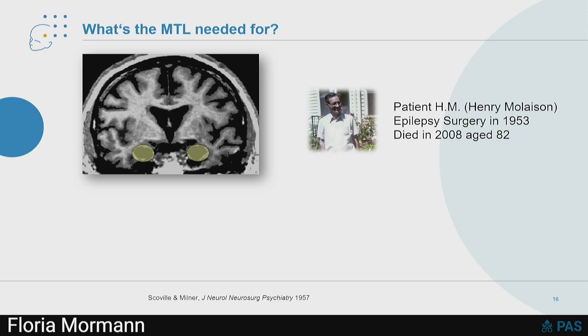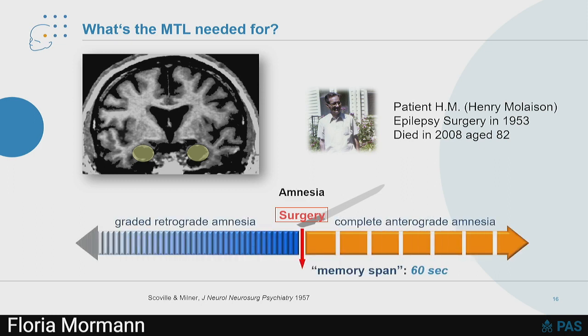Anyway, so we know that the medial temporal lobe is important for memory, and we know that because one of the most famous case studies in cognitive neuroscience is patient HM, who was the first victim, one has to say, of epilepsy surgery in the 1950s when both of his medial temporal lobes were resected. And it turned out that for a while he was seizure-free.